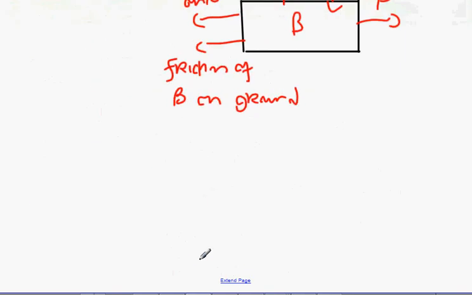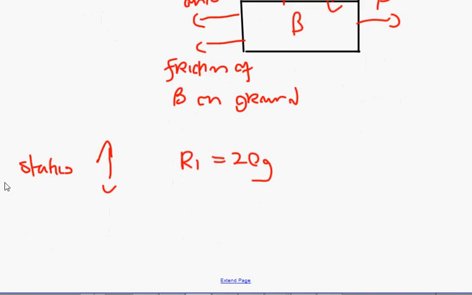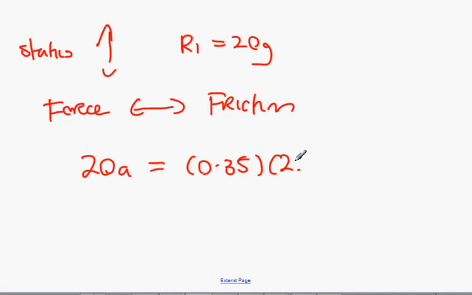Okay, so what we're going to do first of all is statics. Statics suggests that what goes up equals what goes down. R1 equals 20G, according to A, which would be correct. Now we're going to do forces going left to right. 20A has to equal friction. 20A, its force, has to be equal to 0.35 times 20G. A therefore is 0.35G.